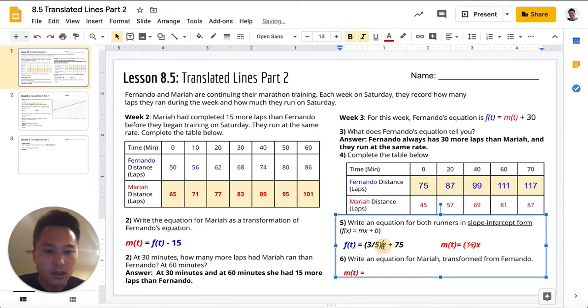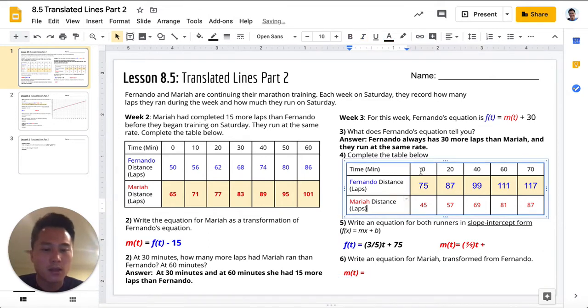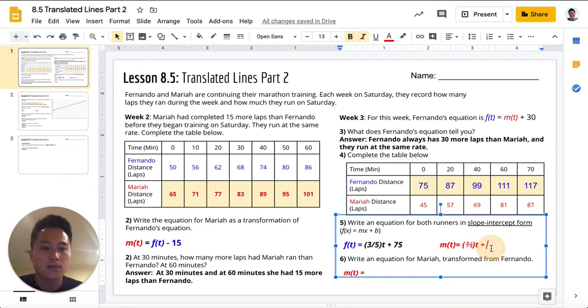Oh, you know what? Let's change this variable to t, because we're saying f of t. So 3/5 times t, plus the y-intercept. At 0 minutes, she had 45 laps. So there's her equation. Notice both of these equations have the same slope of 3/5, but they have different y-intercepts because they start at different numbers of laps.